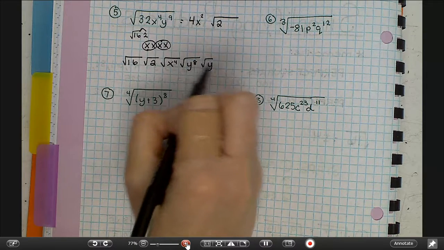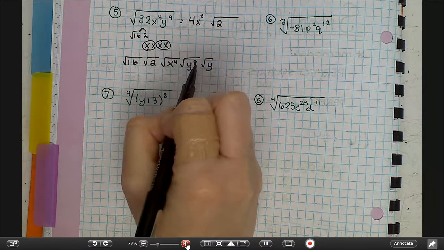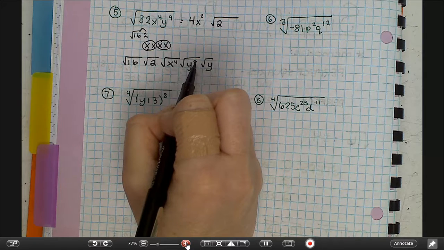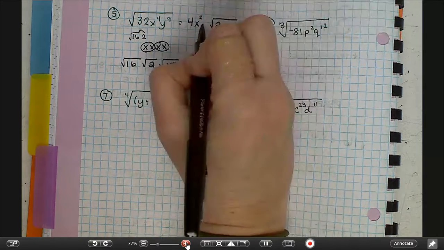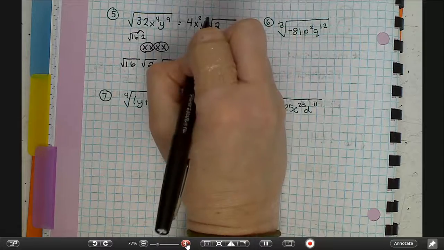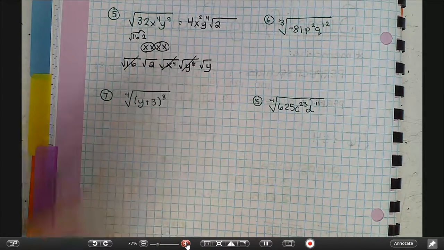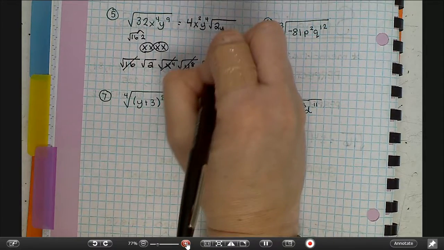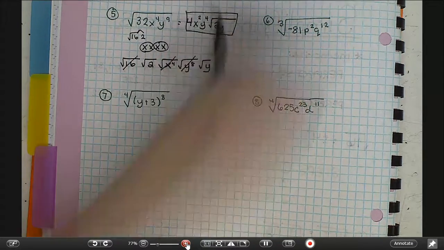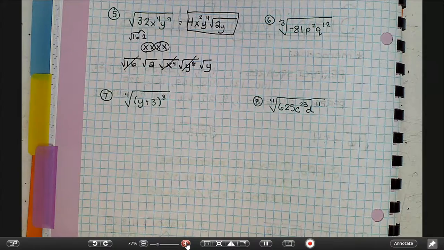Because this is 9 y's, but this is an even exponent. We can divide it by the 2 of the radical, so that would be a y to the 4th. So we did this one, we did this one, we did this one, and now we have a y remaining inside. That was a very strange explanation. So hopefully I'll do a little bit better on this next one.